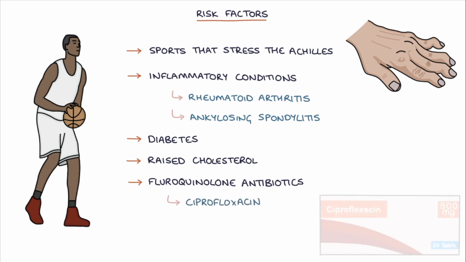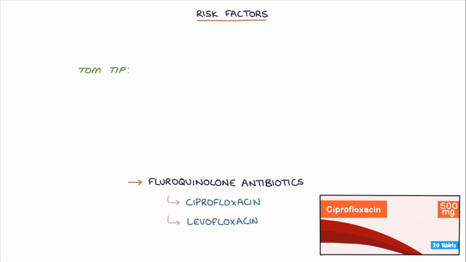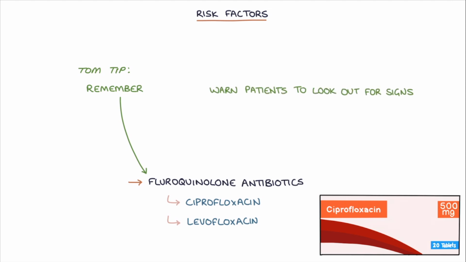example, ciprofloxacin and levofloxacin. The Tom tip for you is worth remembering the association between fluoroquinolone antibiotics and Achilles tendinopathy. This is a common exam question. It's important to warn patients starting fluoroquinolone antibiotics to look out for signs of Achilles tendinitis and stop treatment if they occur.